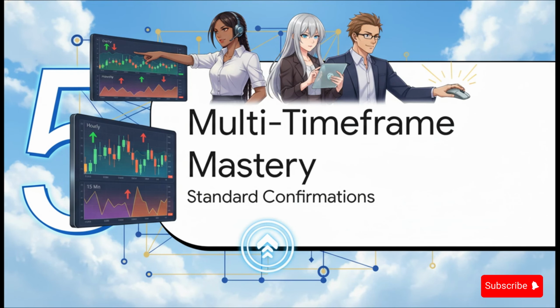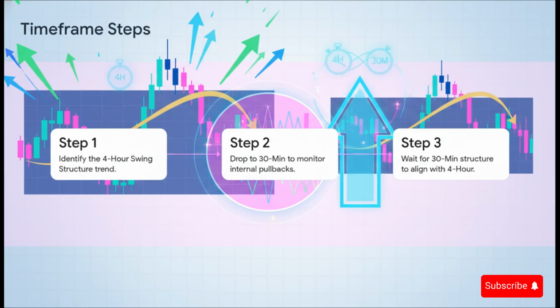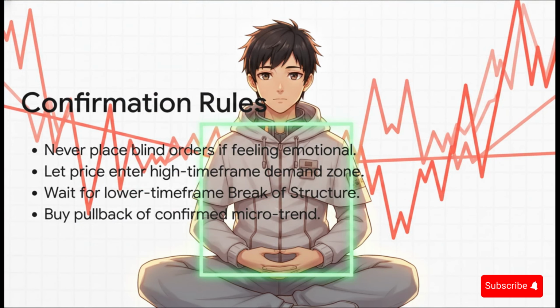Moving on to Section 5, multi-timeframe mastery. If you want to stop guessing and start trading with real, undeniable confidence, you've got to use a top-down approach. Step 1, identify the massive swing structure on a higher time frame, like the 4-hour chart. Step 2, drop down to the 30-minute time frame so you can monitor those slower internal pullbacks. And step 3, patiently wait for that 30-minute trend to break structure and snap right back into alignment with your 4-hour bias.